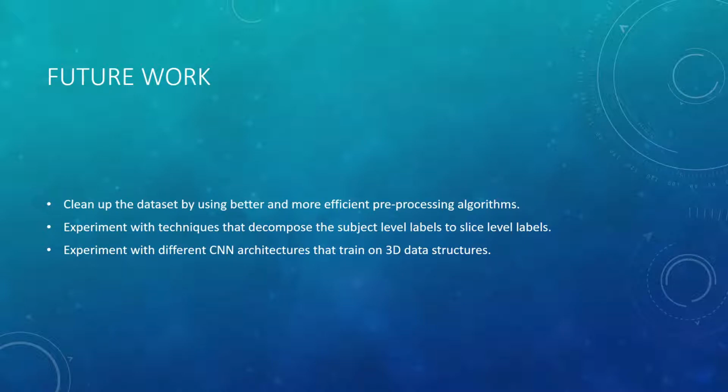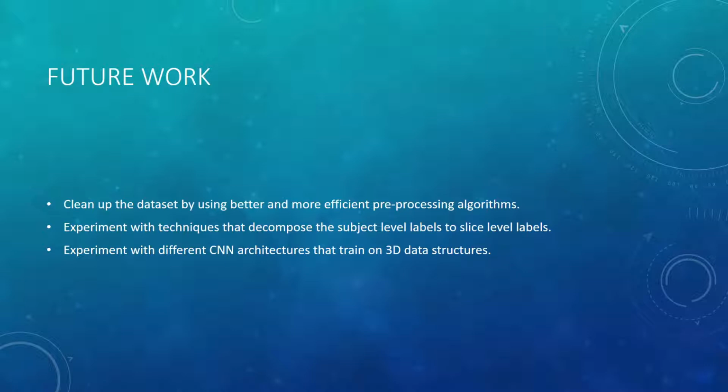So as part of the future work, what we would ideally like to do is clean up the data set, figure out better pre-processing techniques, use better denoising techniques, or better image enhancement techniques to basically clean up the data set and pre-process the images in a better way. The second thing that we would like to do is come up with better ways to decompose subject level labels to slice level labels.